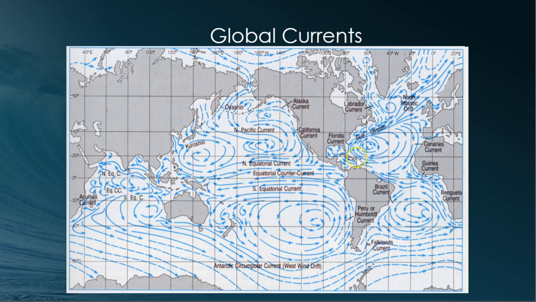You can see that there are big currents. One that you're familiar with, of course, is the Gulf Stream. This takes warm water from the equator and it drags it up the coast of the United States all the way into the North Atlantic.